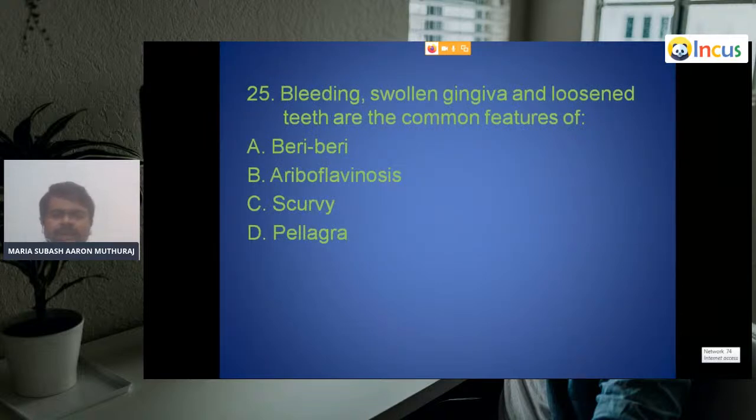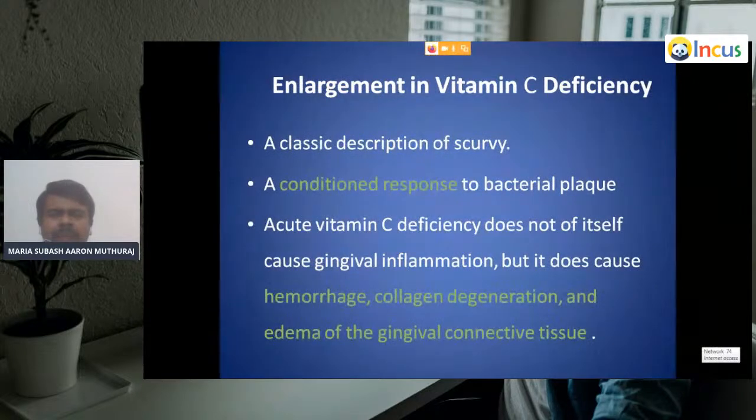Bleeding, swollen gingiva, and loosened teeth are common features of which: beriberi, ariboflavinosis, that is vitamin B2 deficiency, scurvy, or pellagra? They are common features of scurvy, that is due to vitamin C deficiency. Vitamin C deficiency associated enlargement is a classic symptom of scurvy. It is a conditioned response to bacterial plaque. Acute vitamin C deficiency won't by itself cause gingival enlargement, but in the presence of bacterial plaque, the deficiency will cause a conditioned response. It is associated with hemorrhage, collagen degeneration, and edema of the gingival connective tissue.